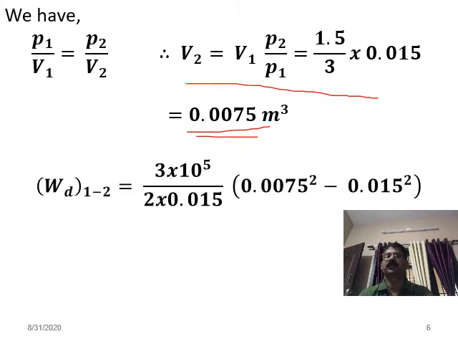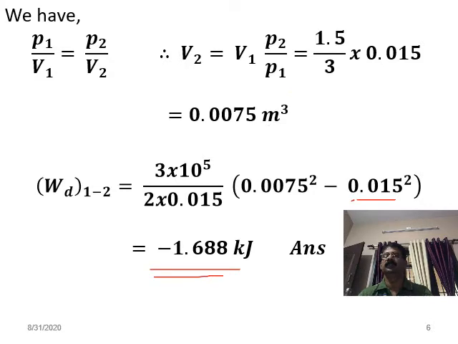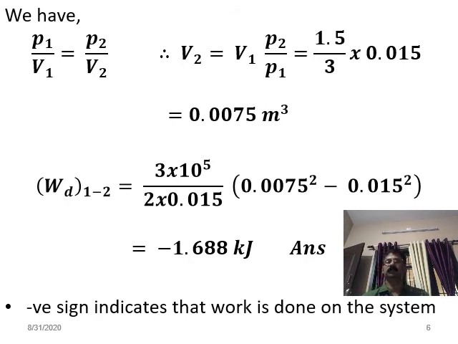Now you substitute in the work expression, P1 by 2 V1 into V2 square minus V1 square. Substitute and simplify, and you'll get the work as minus 1.688 kilojoules. Here the negative sign indicates that the work is done on the system, because work done by the system is positive. So the negative sign indicates that work is done on the system. Okay. Now we'll move to the next condition.